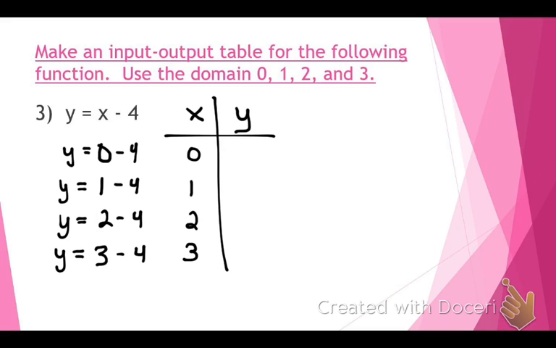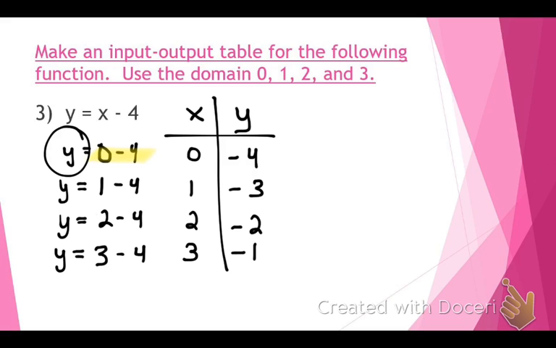Okay, Isabel, keep going. Let's do this first one. What is 0 minus 4? Negative 4. Okay, negative 4, and we know that that is going to be our y. And you can see right here is where we want to put that y. Okay, so negative 4. What would the next one be? What is 1 minus 4? Negative 3. And the next one, 2 minus 4? Negative 2. And the last one, 3 minus 4?